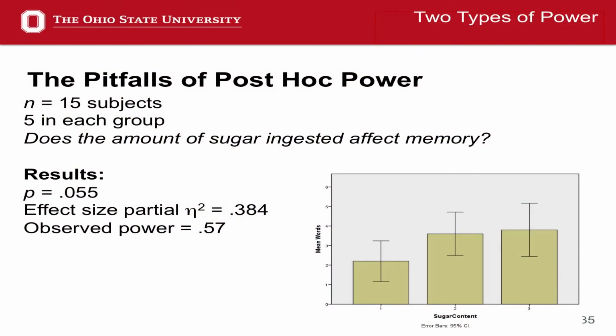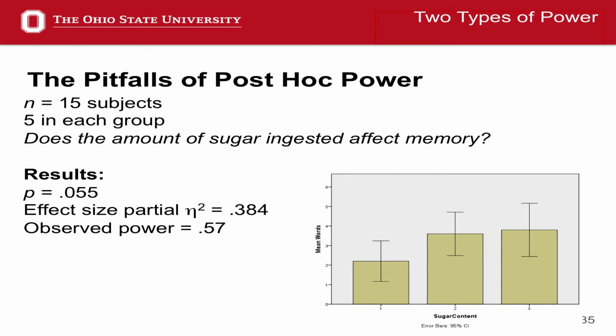On the other hand, we have a small scale study here, 15 subjects, 5 in each group. And so the 3 groups are the sugar content of whatever it is that they're consuming. So we've got 3 levels, 1, 2, and 3. Does the amount of sugar ingested affect memory on some recalling words task? And so here the p-value of whether there's a difference between these 3 levels is 0.055, not quite significant using the 0.05 rule of thumb.